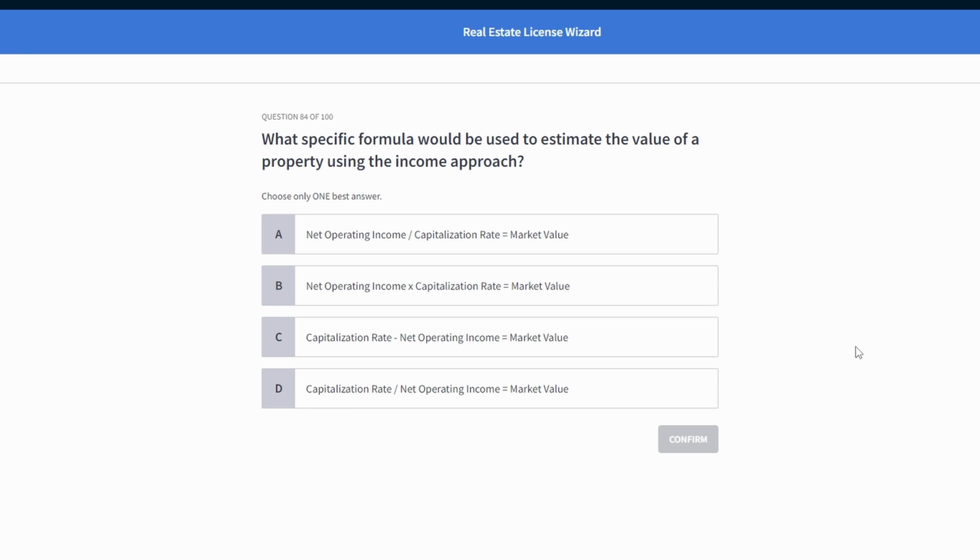All right, next one, 84. What specific formula would be used to estimate the value of property using the income approach? A, net operating income divided by cap rate equals market value. B, net operating income multiplied by cap rate equals market value. C, cap rate minus net operating income equals market value, or D, cap rate divided by net operating income equals market value.